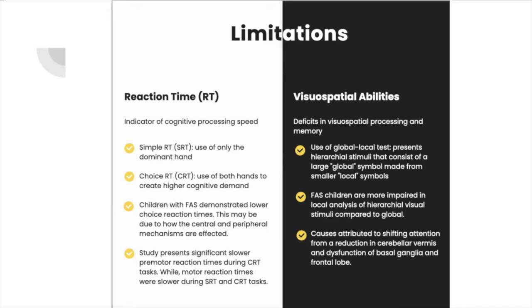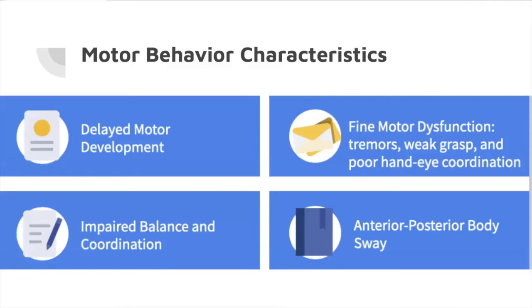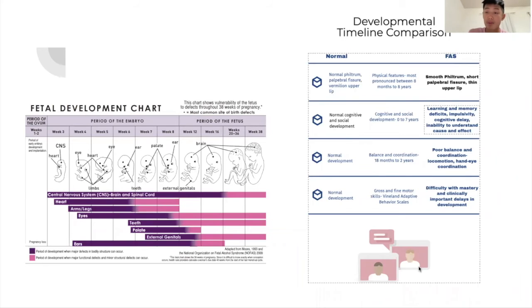Visual, spatial processing, and memory deficits are common in children who have had heavy prenatal alcohol exposure. Some deficits were attributed to difficulty in shifting attention through reductions in the cerebellar vermis, basal ganglia, and frontal lobes. Similar to the symptoms, characteristics of motor behavior in children with fetal alcohol syndrome include delayed development in motor skills and fine motor dysfunction. This may include tremors, weak grasp, and poor hand-eye coordination. Balance is seen to be particularly affected due to damage to the cerebellum, while postural balance was attributed to their reliance on atypical somatosensory input.